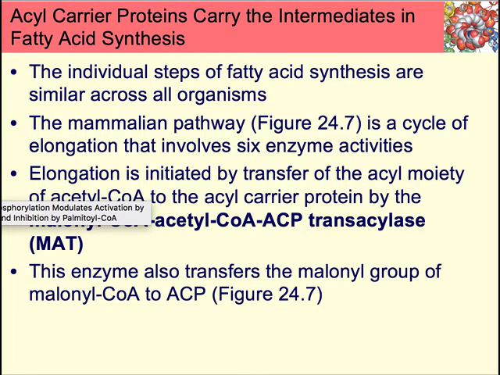The individual steps of fatty acid synthesis are similar across all organisms. The mammalian pathway shown in figure 24.7 is a cycle of elongation that involves 6 enzyme activities. Elongation is initiated by transfer of the acyl moiety of acetyl-CoA to the acyl carrier protein by the malonyl-CoA acetyl-CoA acyl carrier protein transacylase, which fortunately simplifies to the MAT for the malonyl acetyl transferase. This enzyme also transfers the malonyl group of malonyl-CoA to the acyl carrier protein, as we'll see.